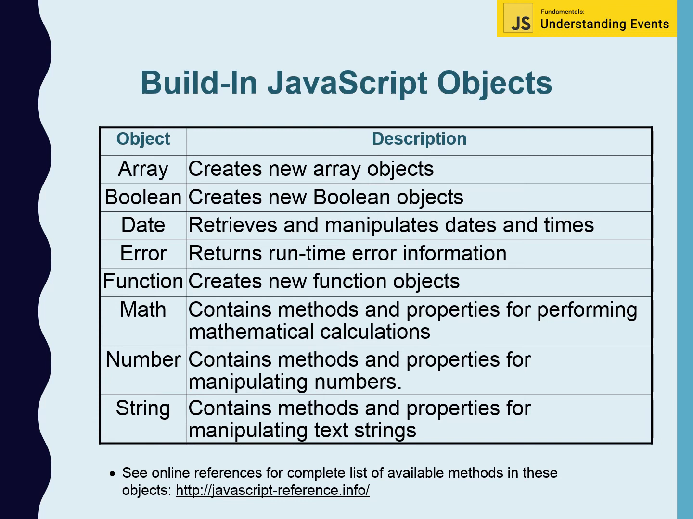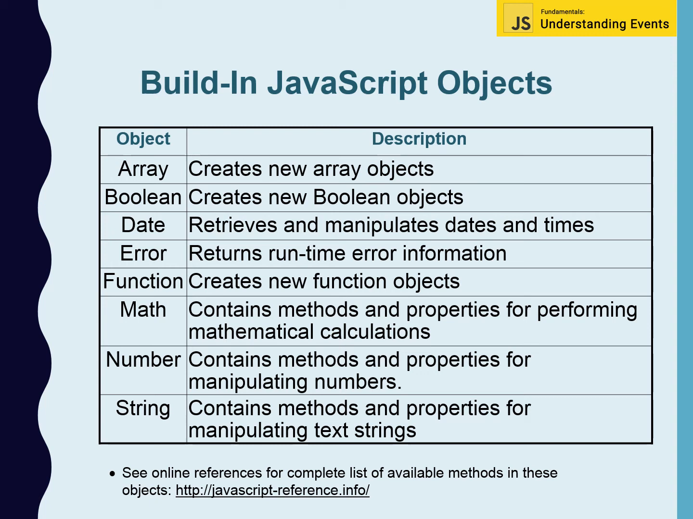We can see some of the built-in JavaScript objects. Arrays are there, so it creates new array objects. Boolean objects can be created in JavaScript. Then date. Date retrieves and manipulates dates and time. So the date object is used for mentioning the date and time. Using this object, we can manipulate the date and time in JavaScript.